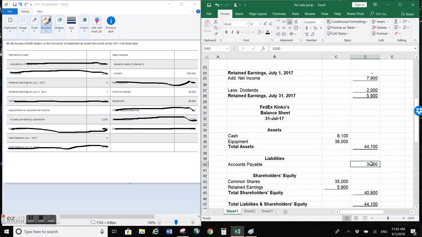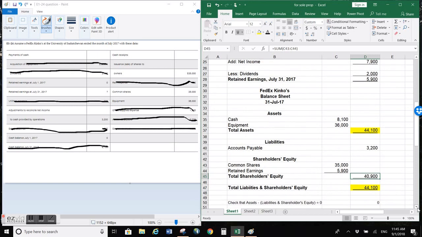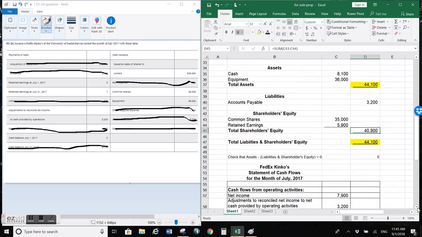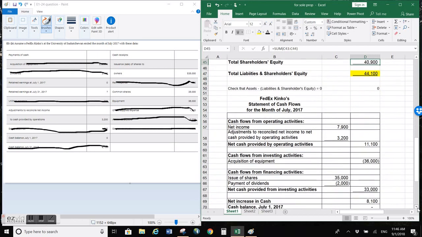If we look at our liabilities, add it to our equity, we have total liabilities and shareholders' equity, which is exactly the same number as our assets. Woohoo! And our balance sheet balances. So part of those assets were acquired through borrowing. Part of those assets were acquired from the shareholder, basically.